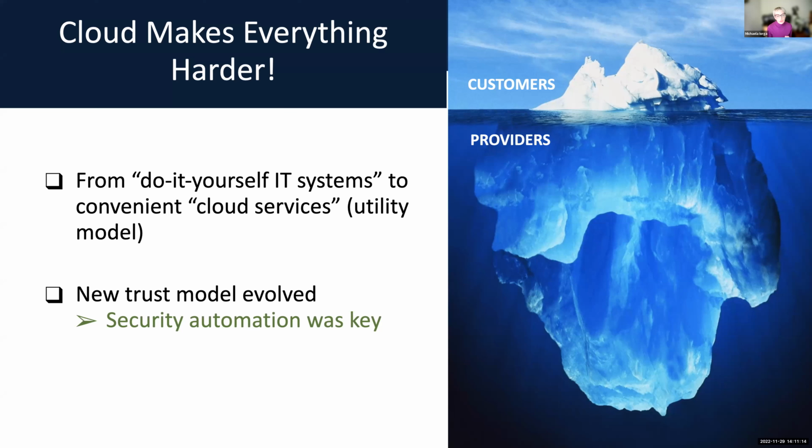So the key to addressing the problem was not for every single customer to have visibility all the way to the bottom of this iceberg, but rather to have the iceberg be transparent, providing the necessary information in a way that does not put the security at any risk. So automation was what NIST was looking at and found to be the key to the problem. Next, please.